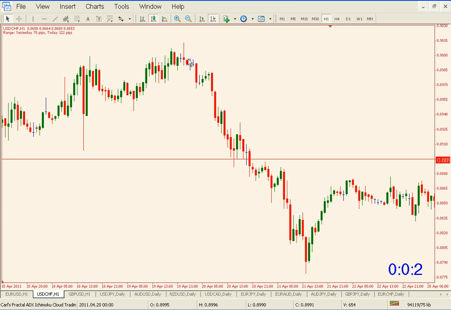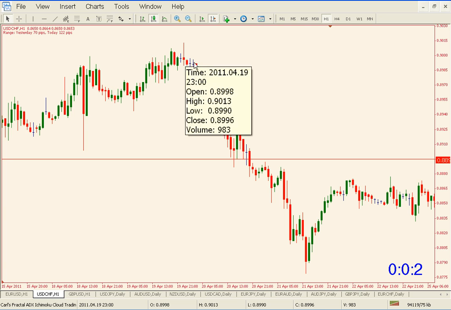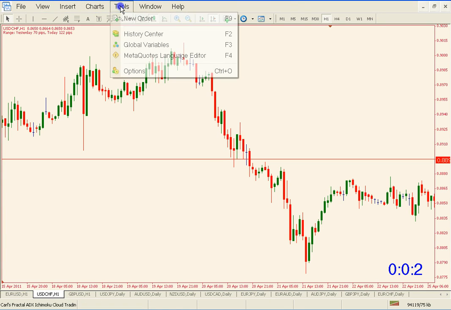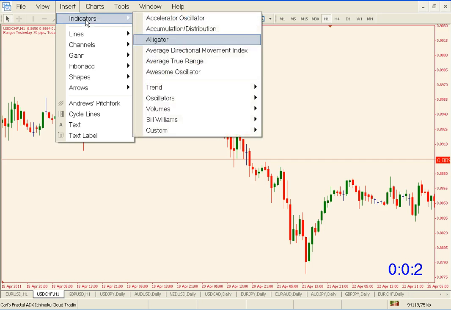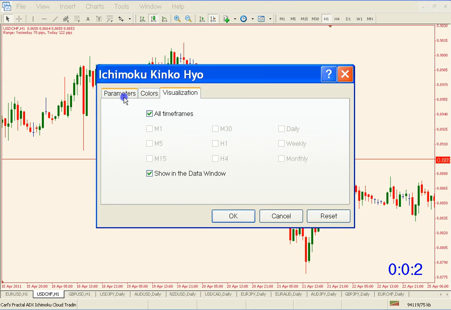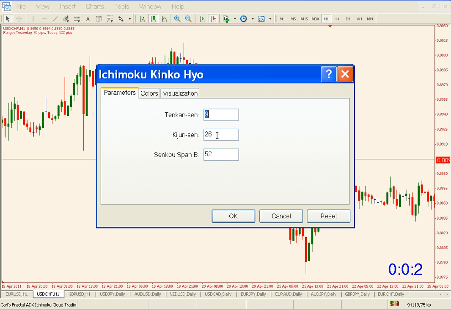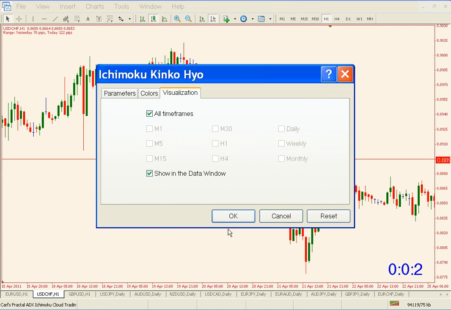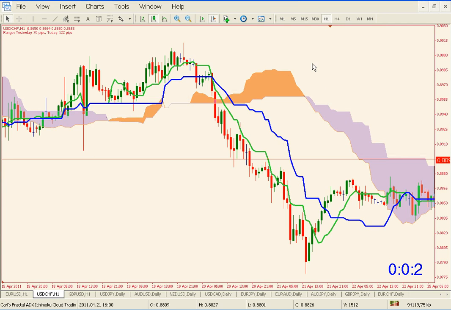But to be even better, what I would do is draw my clouds in here. Insert the cloud. I keep the default parameters, and I have my color set that I like, and I will not be using the Chikou span. Okay, and that's visual on all charts. Okay, so now we have it.